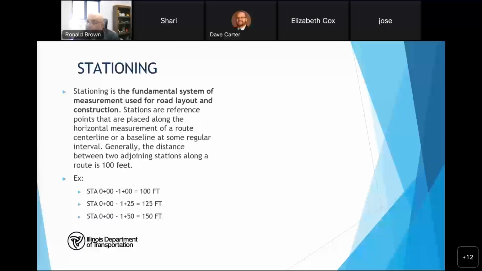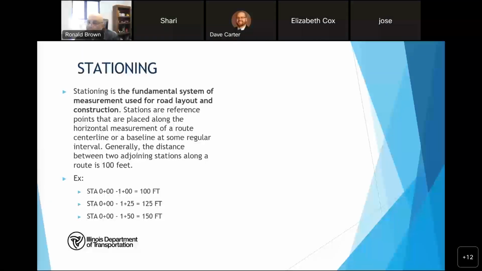Okay, as I mentioned earlier, stationing is not typically associated with basic math for construction, but it's a fundamental measurement that they use for road layout in construction. There are reference points that are typically placed along the route, either on the center line or the edge of pavement or baseline at some regular interval. Typically, the interval between stations is 100 feet.